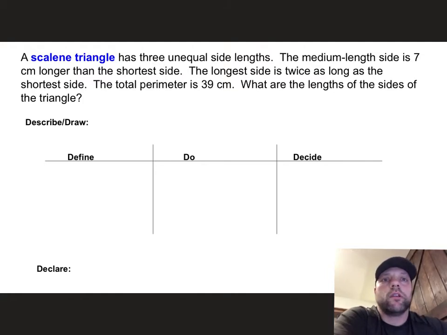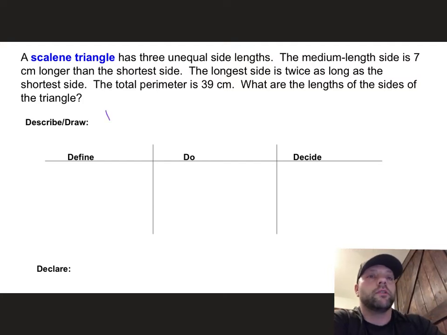All right, so let's take a look at the first example. A scalene triangle has 3 unequal side lengths. The medium length side is 3 centimeters longer than the shortest side. The longest side is twice as long as the shortest side. The total perimeter is 39 centimeters. What are the lengths of the sides of the triangle?